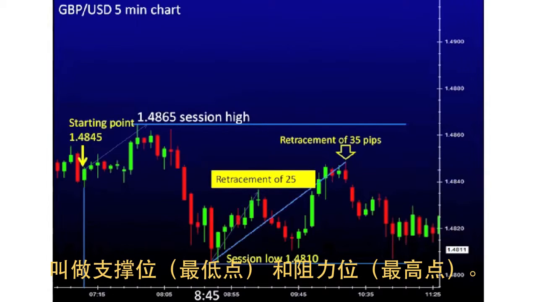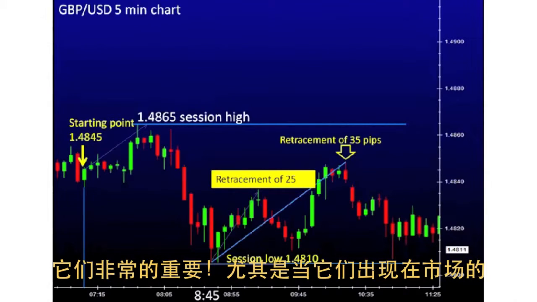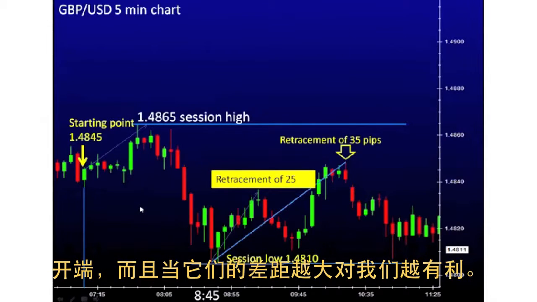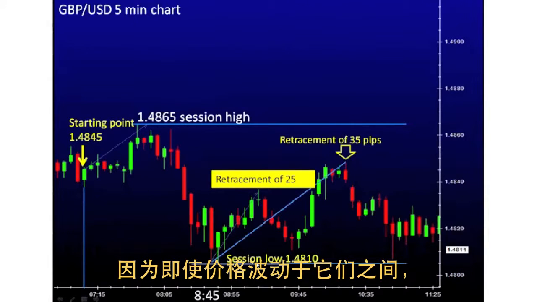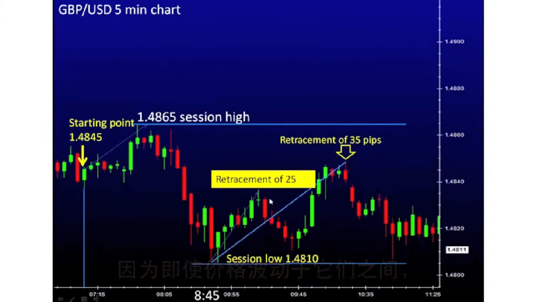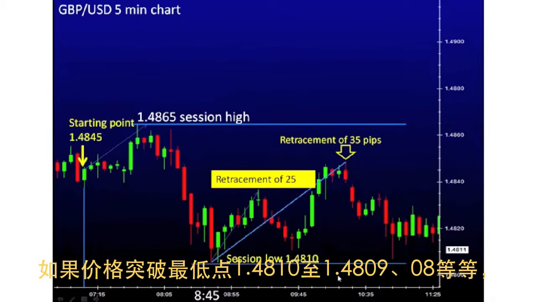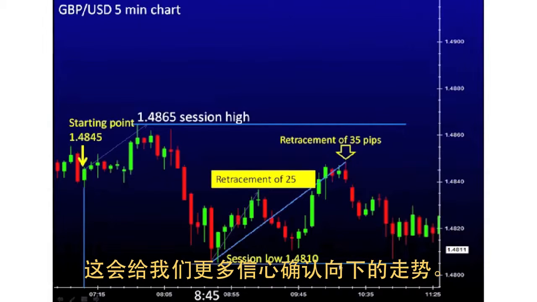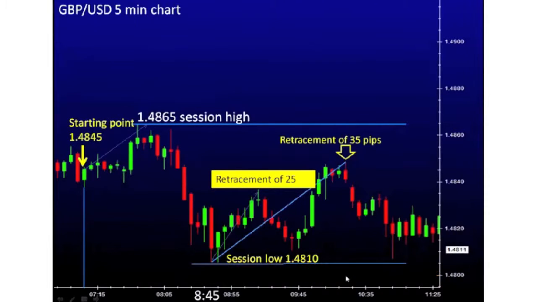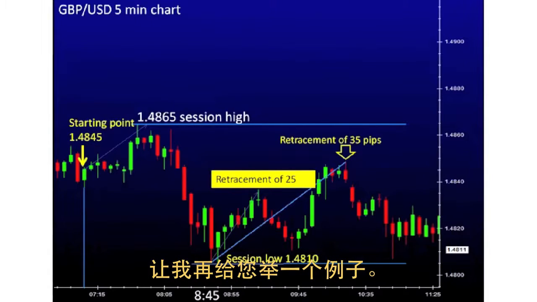See, these two reference points become what we call support and resistance levels, but they're very important, especially when they're made at the beginning of the trading session. And the further apart they are, the better it is for us, because later during the session, as the price movement stays in the middle, eventually it will break one of these two reference points. And if it continues making newer lows and it breaks the 148.10 to 148.09, 148.08, and so on, that will give us more of a confirmation of a downtrend.